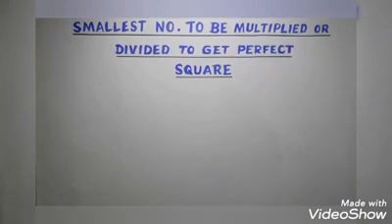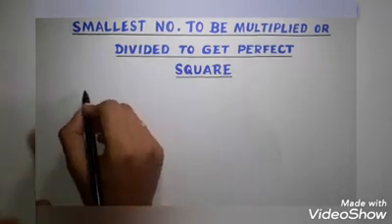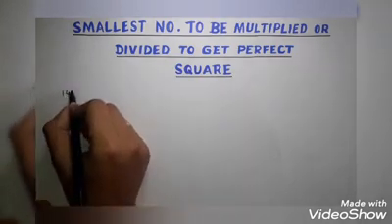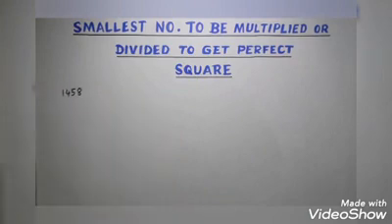In today's video, we're going to find out which number to be multiplied or divided to get a perfect square number. Now, let us take an example here. Suppose I'll take the number 1458. This number is not a perfect square number. If it is not a perfect square number, we cannot find a square root for this. So which is the smallest number to be multiplied, or by which we can divide it, to make it a perfect square?